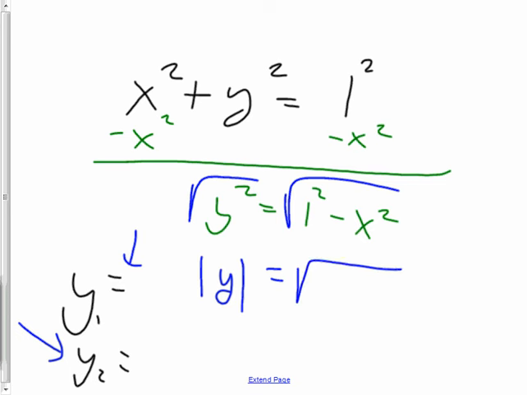The square root of 1 squared minus x squared, you don't have to figure that out. And don't think that you can find this. A lot of people think, well, I know the square root of that. No, you don't. You cannot simplify that.